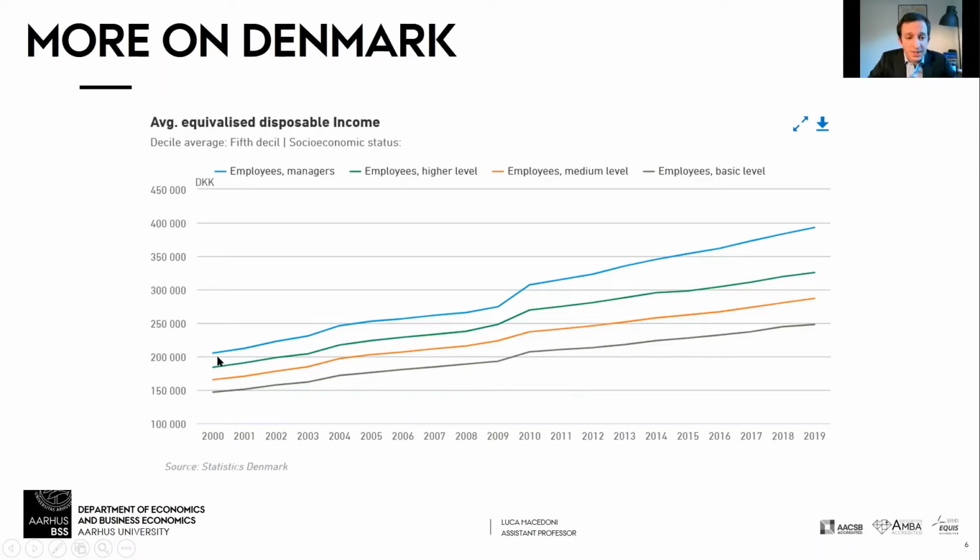What it looks to me is that the difference has been widening. Okay? And this is not surprising because this is consistent with the measure that we saw before about an increase in income inequality. Okay, so here what we're saying is that the managers have become richer relative to how much richer the basic level employees have gotten.